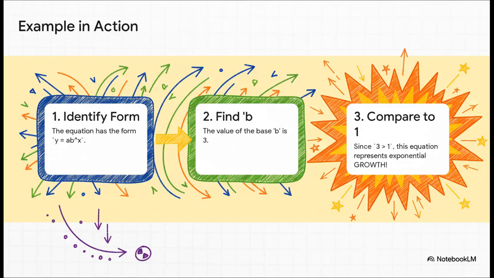Let's walk through this one together. We see the equation. Okay, step 1, identify the form. Yep, it's a perfect match for y equals a times b to the x. Perfect. Step 2, let's find our b value. In this case, it's right there. It's 3. And now, for the final, most important step, we ask the key question. Is 3 greater than 1? Yes, it is. And boom, just like that, we know this equation describes exponential growth. It's as simple as that.